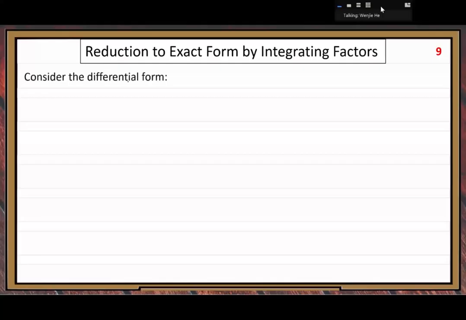All right. Consider the differential form. Here we use the P function and the Q function, different from our M function and N function, because M function and N function we reserve for the exact case. When you use M or N, we assume this ODE should be exact. If it's not exact, then we use a different symbol, P function and Q function.